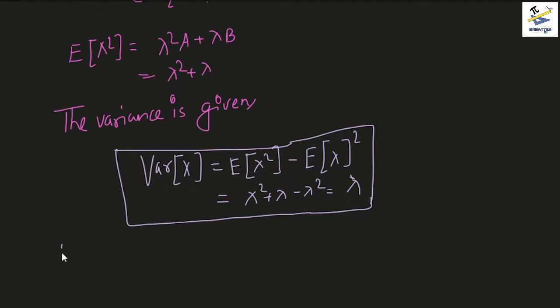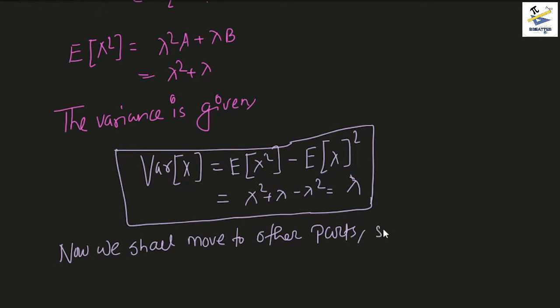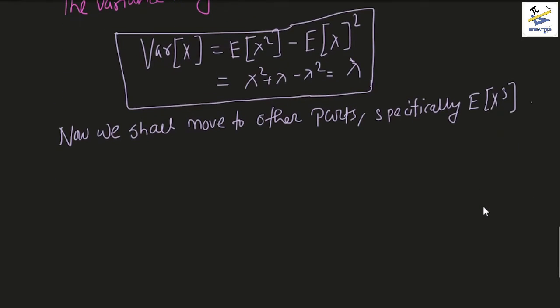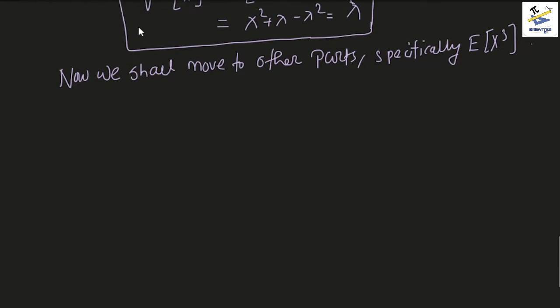And now we shall move to other parts. Specifically, we are going to do a difficult task of finding E of x cube, because this is something you would never find in textbooks, and it won't be available much anywhere to find third and fourth moments like that. So it's really hard to do that in practice.